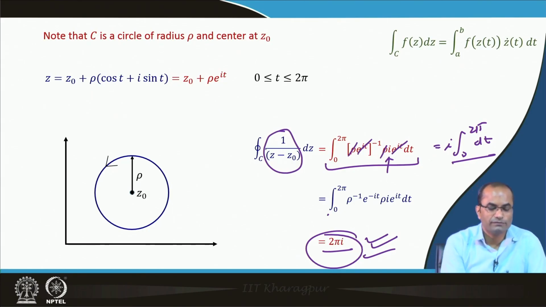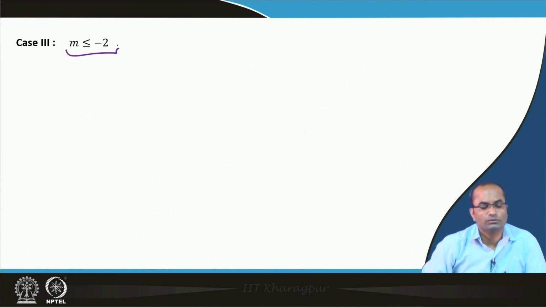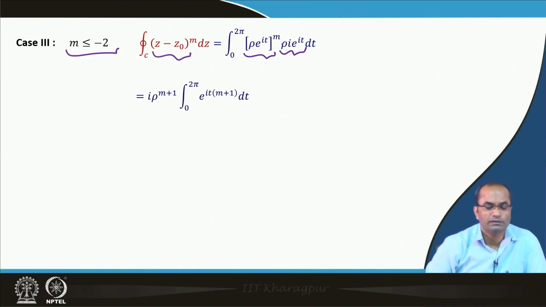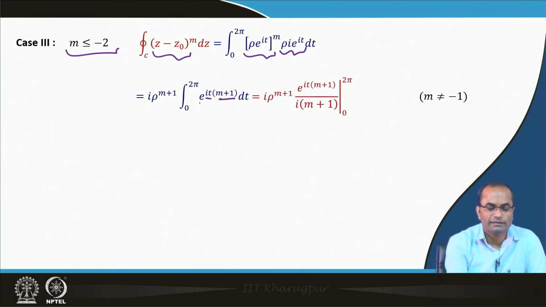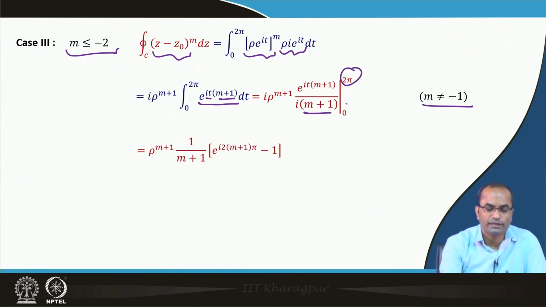So, this case we have covered when m was equal to minus 1, and when m is less than or equal to minus 2, we will also see what value it will take. So, we consider this integral. Again we will substitute this parametric equation, similar to the previous one. Then we have here e power I t and m plus 1 dt, and then we can integrate this. So, naturally m not equal to minus 1, that case we have already discussed before. So, we have this integral here, and then we can substitute the 2 pi for t and then 0 with the minus there.